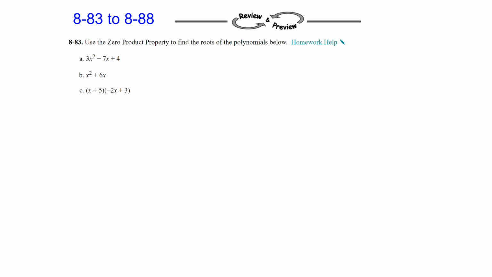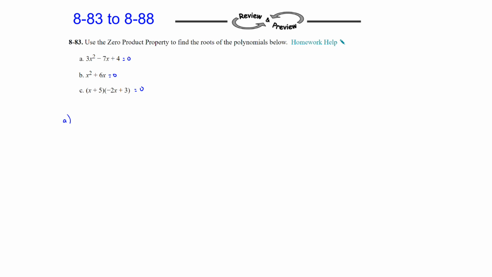Question 83, use the zero product property to find the roots of the polynomial below. On this question, it appears to me that they've only given you the polynomials. I believe these should be written as equations so that we can find the roots. So we're going to set all of these equal to 0, and then we'll be able to answer the question.